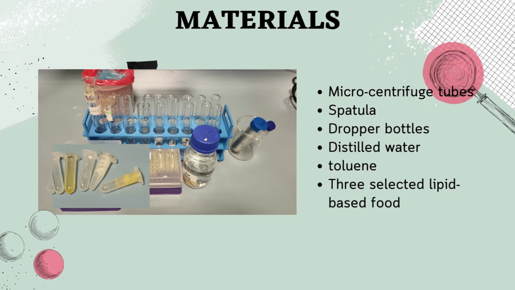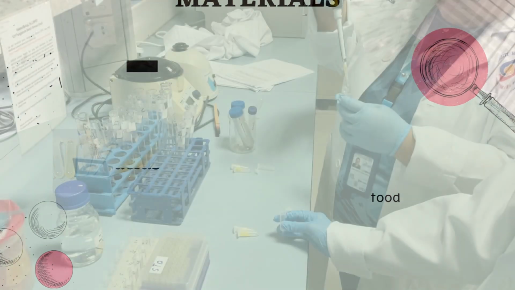Microcentrifuge tubes: small plastic tubes used to hold tiny volumes of samples during mixing, separation, or storage. Dropper bottles are used to dispense liquids drop by drop so you can control the amount added to a sample. Distilled water is pure water without minerals or impurities, used to avoid interference with the experiment. Toluene, an organic solvent in lipid-based experiments, is often used to dissolve fats or oils because lipids do not dissolve well in water. 3 selected lipid-based food: these are food samples rich in fats that are being tested or compared in the experiment.